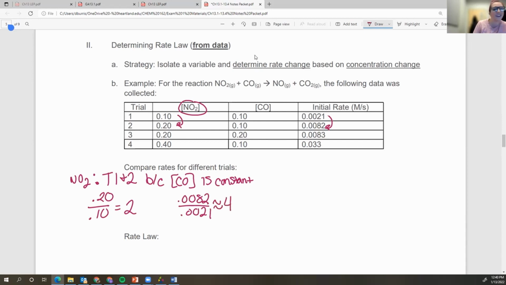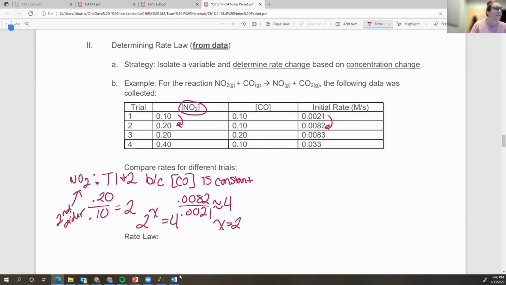Put about 4. Okay, it should always be a whole number. If you don't get a whole number, then you probably did something weird. So essentially, I double the concentration, 2, to what power equals 4? And you should be able to tell by looking at that, oh, well, x must be 2. That means NO2 is second order.